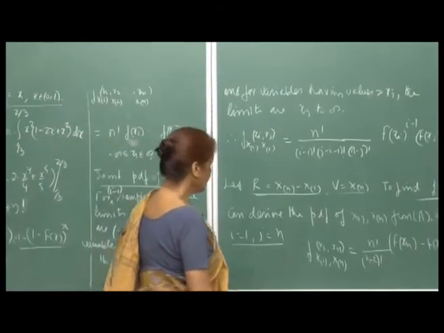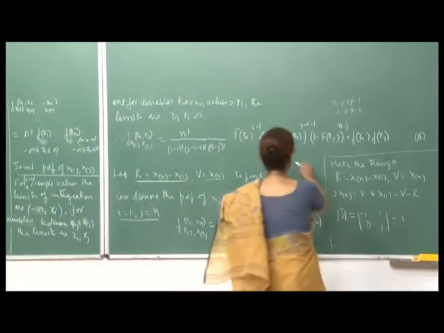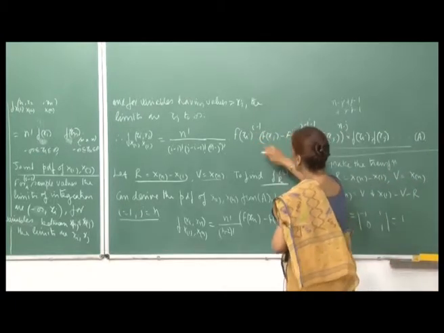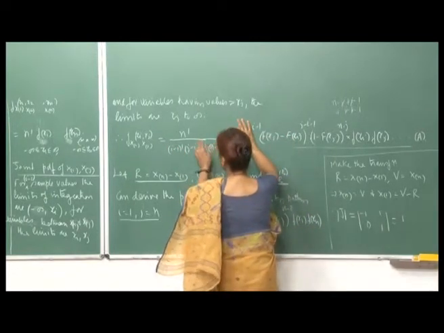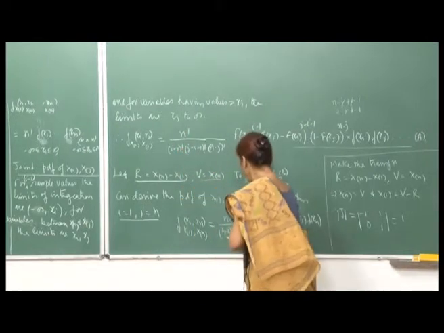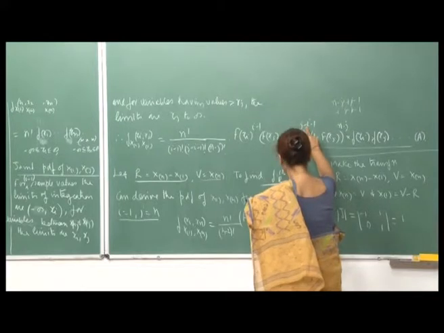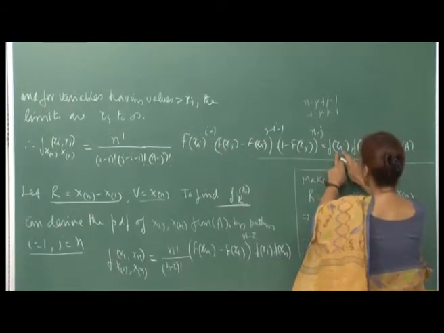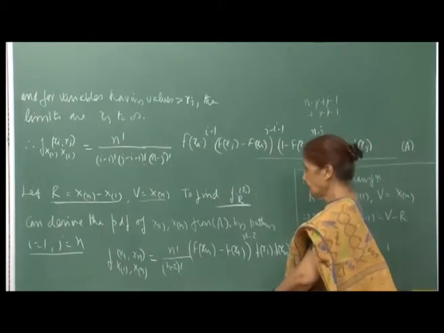So, to derive the joint PDF of x 1 and x n, from this formula, I will simply write i as 1 and j as n. So, this term is gone, and here also this term is gone, this term is gone. So, you are left with n factorial upon n minus 2 factorial, then this is F x n minus F x 1 raised to n minus 2. And then this is out because n minus n is 0, and so this is f x 1 f x n. So, this is your joint PDF of x 1 and x n.